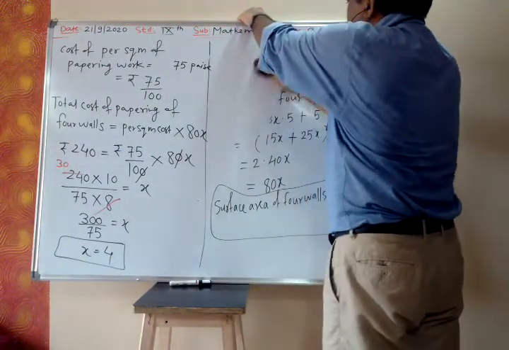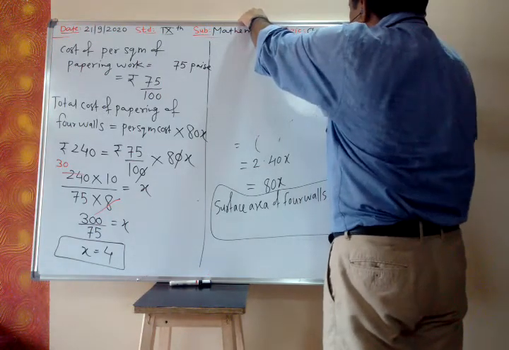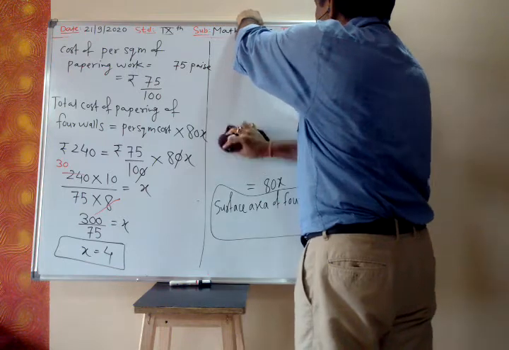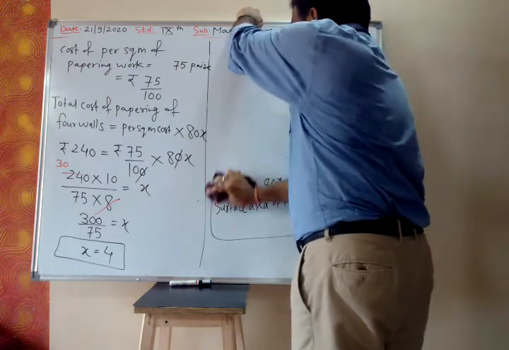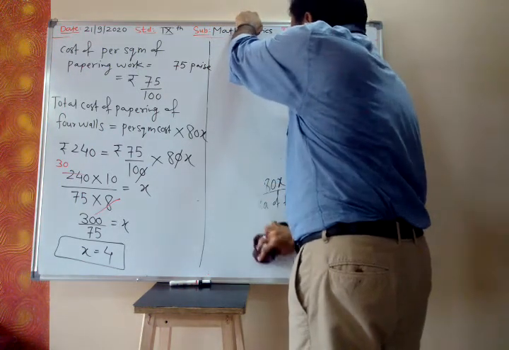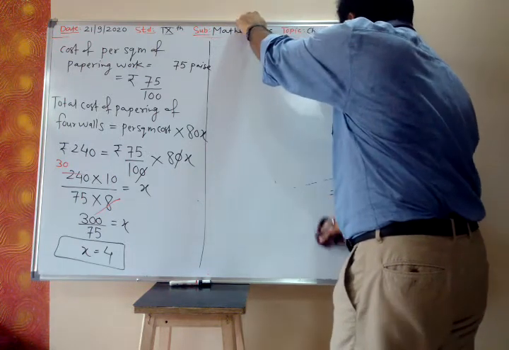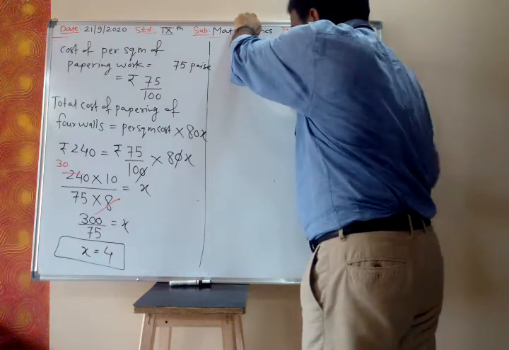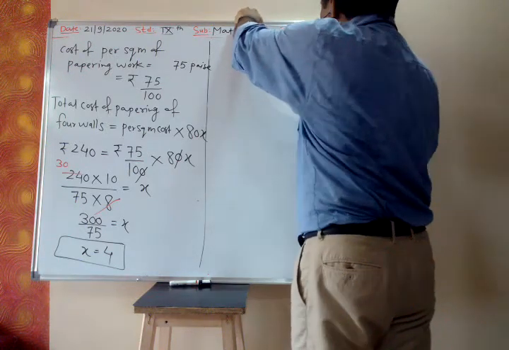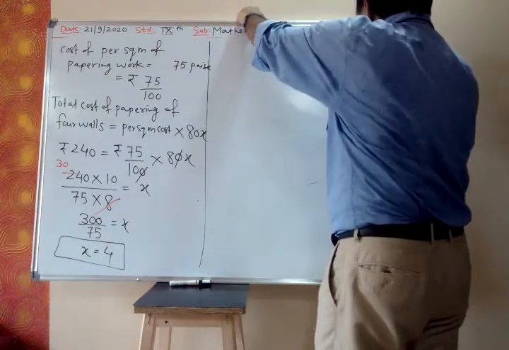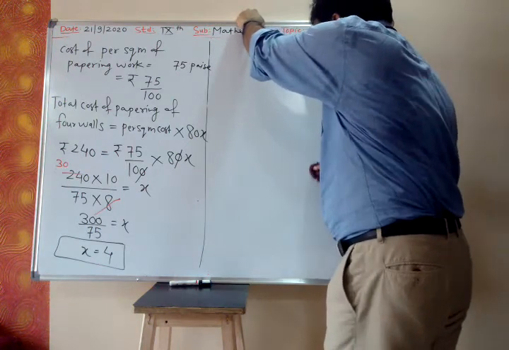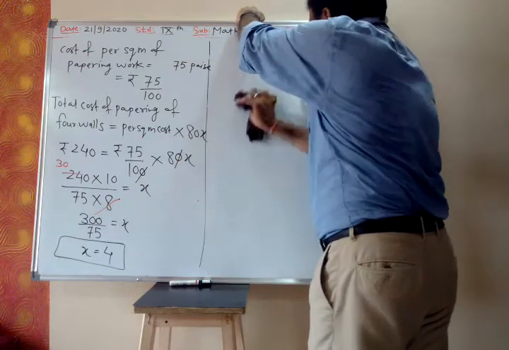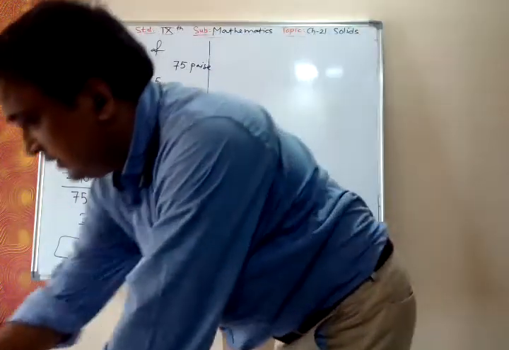Are you following? Yes, we are applying the logic. Area of four walls is nothing but curved surface area. That logic you should understand. That picture should come in front of you: area of four walls is nothing but curved surface area.